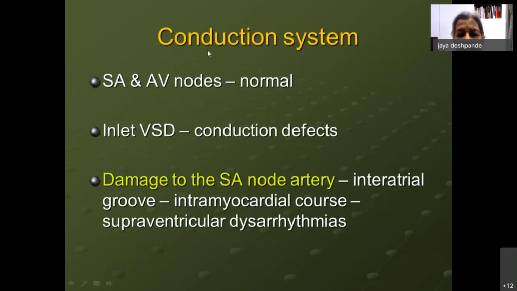Another important aspect of transposition is the conduction system. Usually the SA node and the AV node are normal. If there is an inlet type of VSD, you may have conduction defects. One has to be careful of damage to the SA node artery because this may be present in the interatrial groove, have an intramyocardial course, and also cause supraventricular dysrhythmias.